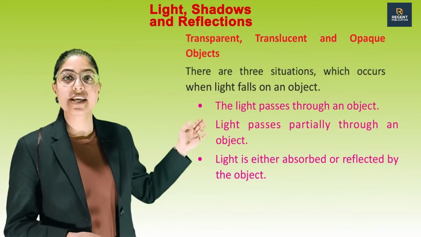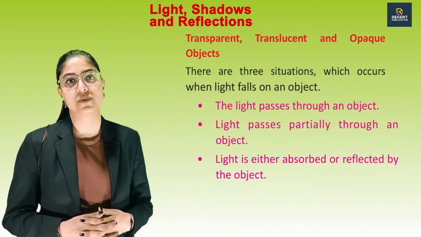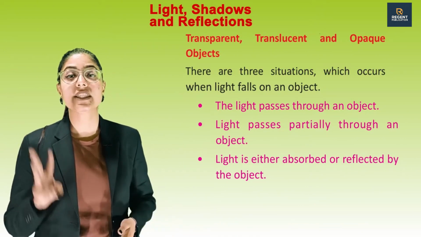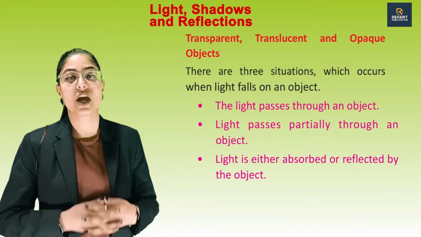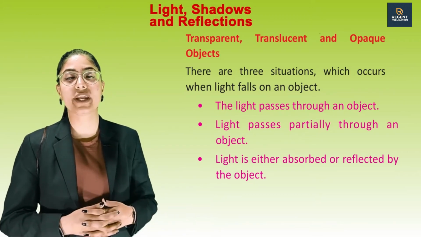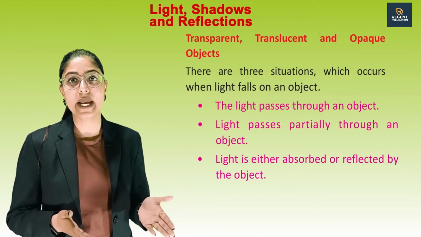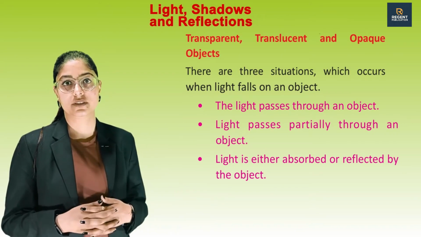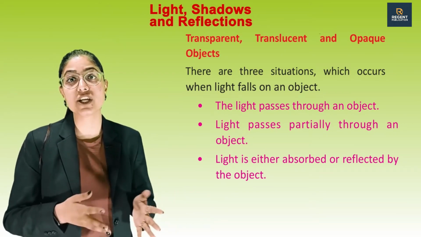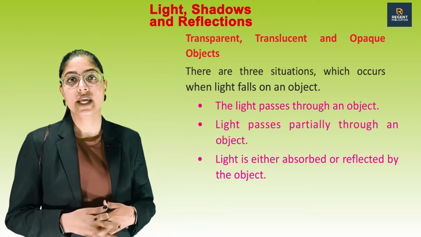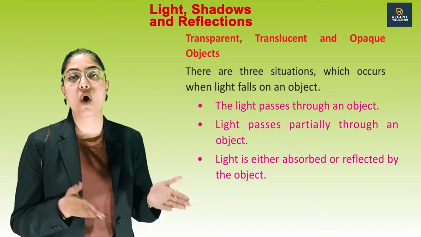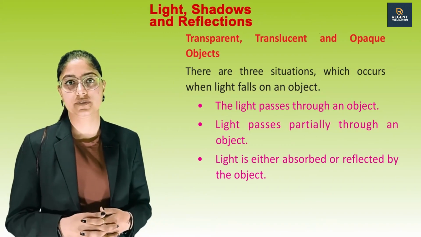Transparent, translucent and opaque objects. There are three situations which occur when light falls on an object. The light passes through the object. The light passes partially through the object. Or the light is either absorbed or reflected by the object.